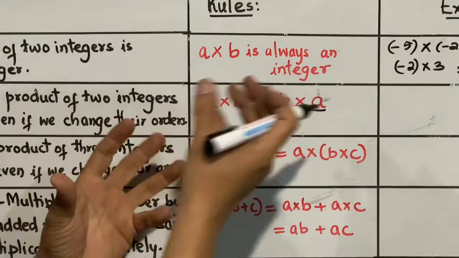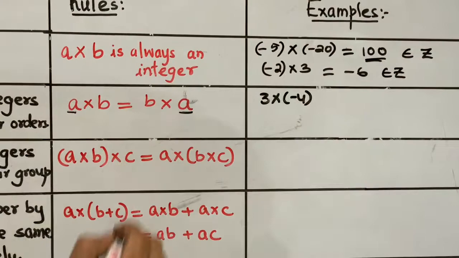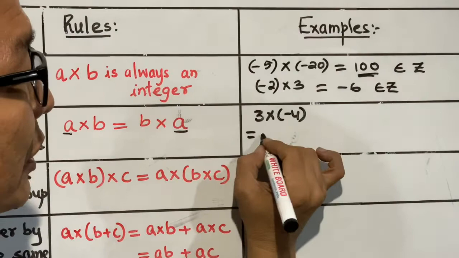Let us consider 3 times negative 4. When there is an odd number of negative integers, the product will always be negative.